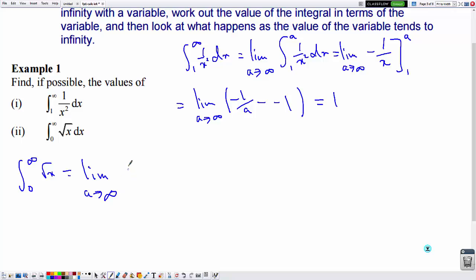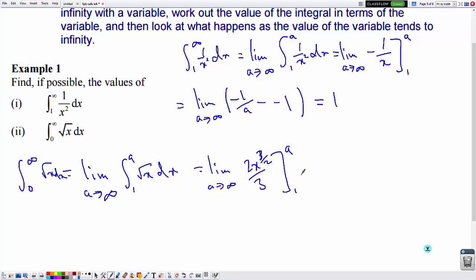So limit as a tends to infinity of the integral of 1 to a of root x dx. Sorry, I should have written a dx here. Now, of course, this is x to the power half. Raise x to the power half goes to x to the power 3 over 2. Again, limit as a tends to infinity is x to the power 3 over 2 over 3 over 2. Divided by 3 over 2 is the same as timesing by 2 over 3. And we're working this out between 1 and a. So that's equal to limit as a tends to infinity. Well, plug this in here. So it's 2a to the power 3 over 2 over 3 minus, sorry, there should be a 0.